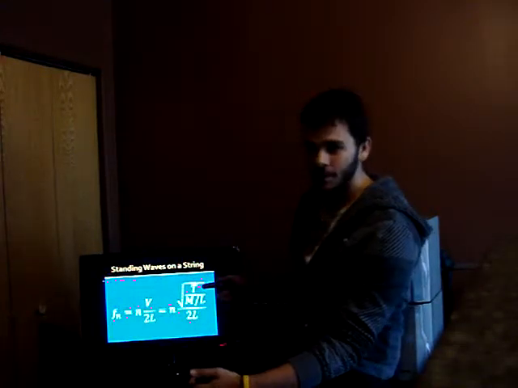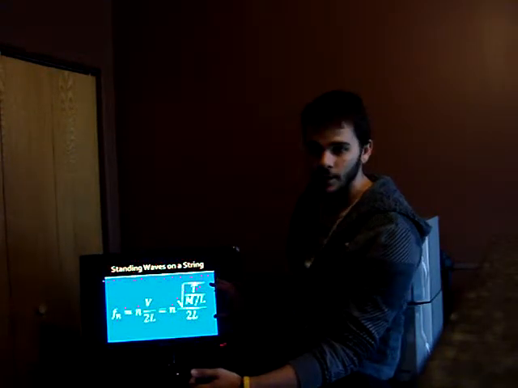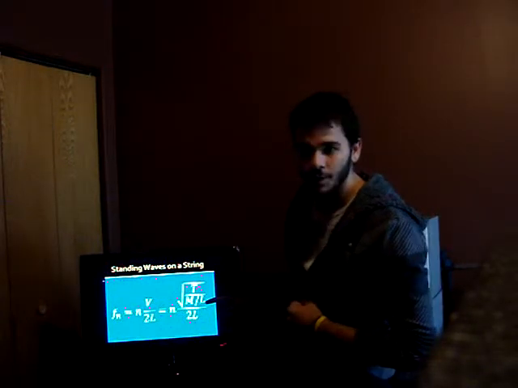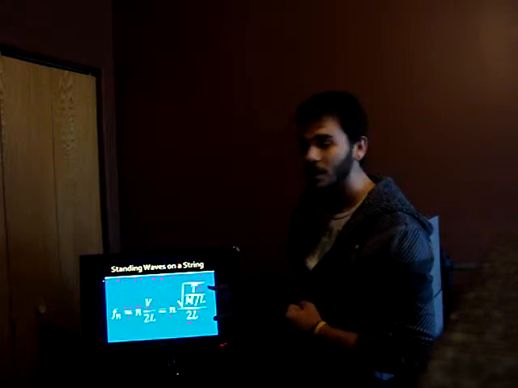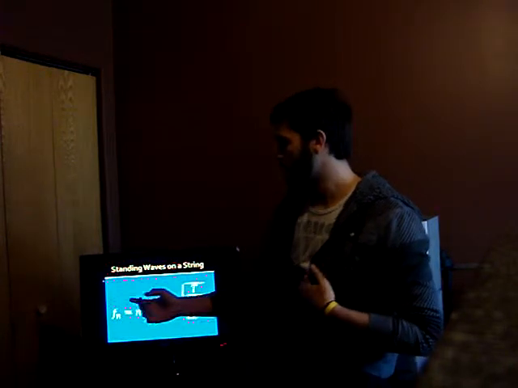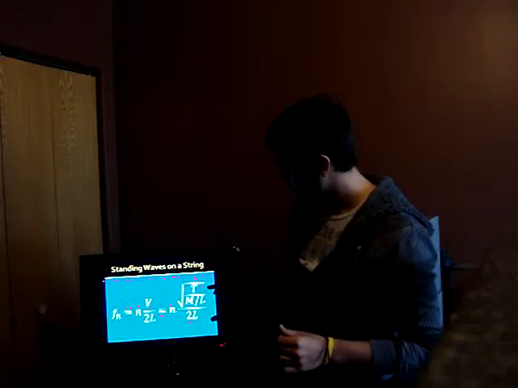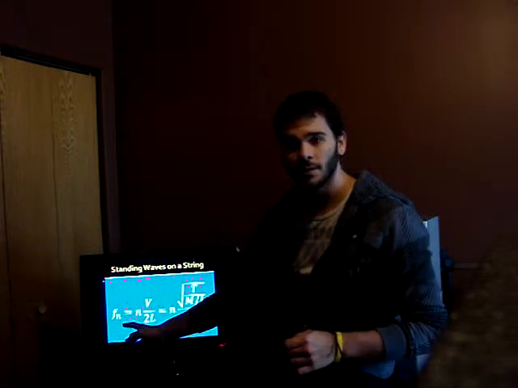As the tension increases, this whole fraction increases, and the frequency will increase. As the mass per unit length increases, this whole fraction here will actually decrease and give you a smaller frequency. As the length increases, this fraction decreases and creates lower resonant frequency.